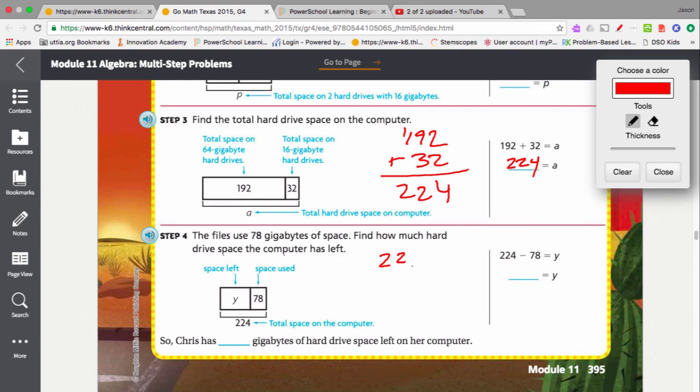So 224 minus 78. I'm going to have to borrow from this one and this one, so that's going to be a 1, and that's going to be an 11, and that's going to be a 14. So 14 minus 8 is 6, 11 minus 7 is 4, 1 minus 0 is 1, so 146 gigabytes of space left on the computer. That's really not too bad.